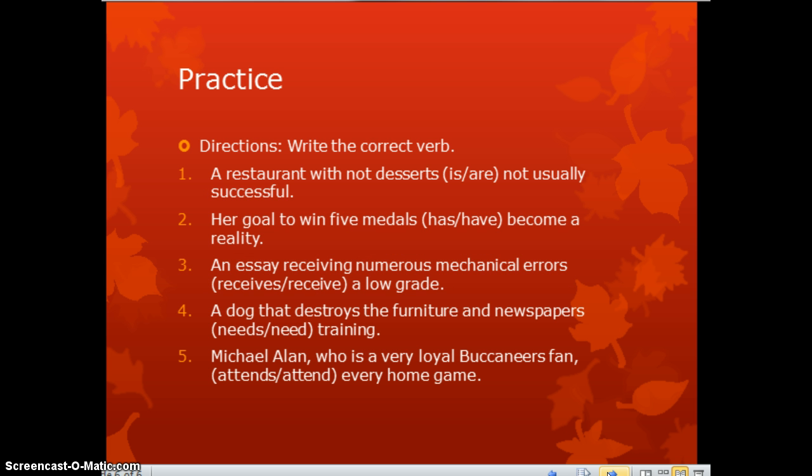Okay, for this practice, you do the same as the first. You read each sentence, and then you just write the correct verb. Be sure that you pay particular attention to what the subject of the sentence is. If it is a singular subject, your verb needs an S. If your subject is plural, your verb will not have an S.